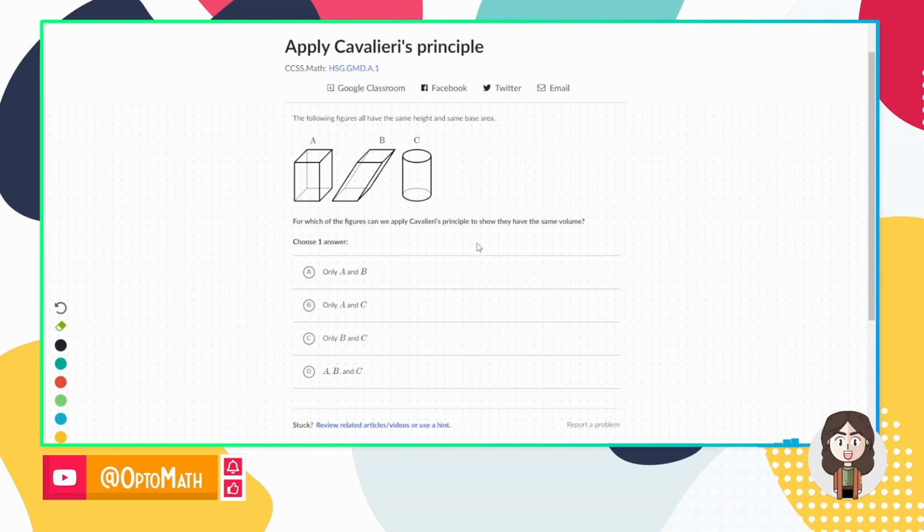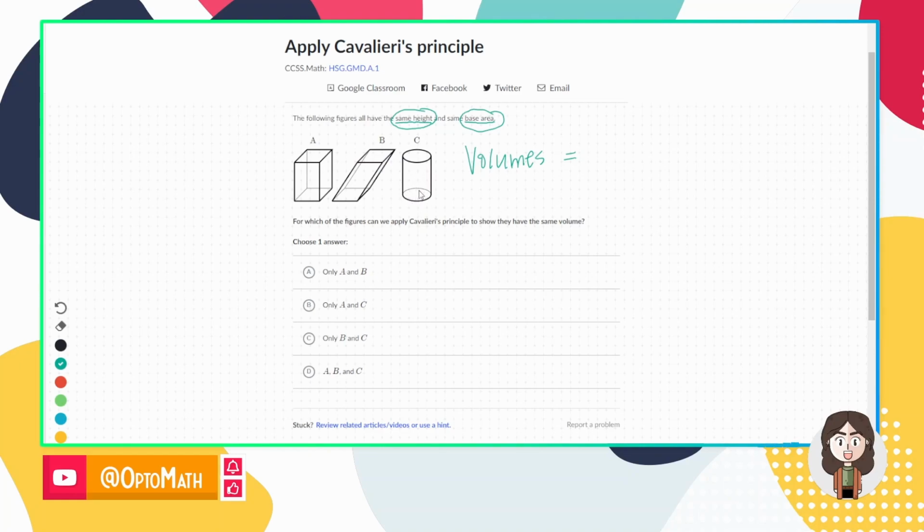Let's look at this question. The following figures all have the same height, which is really important. So all have the same height. I'm going to underline that. And the same base area. So this principle says that if you have the same base area and you have the same height like we have here, then the volumes are equal. So we have A, B, and C.